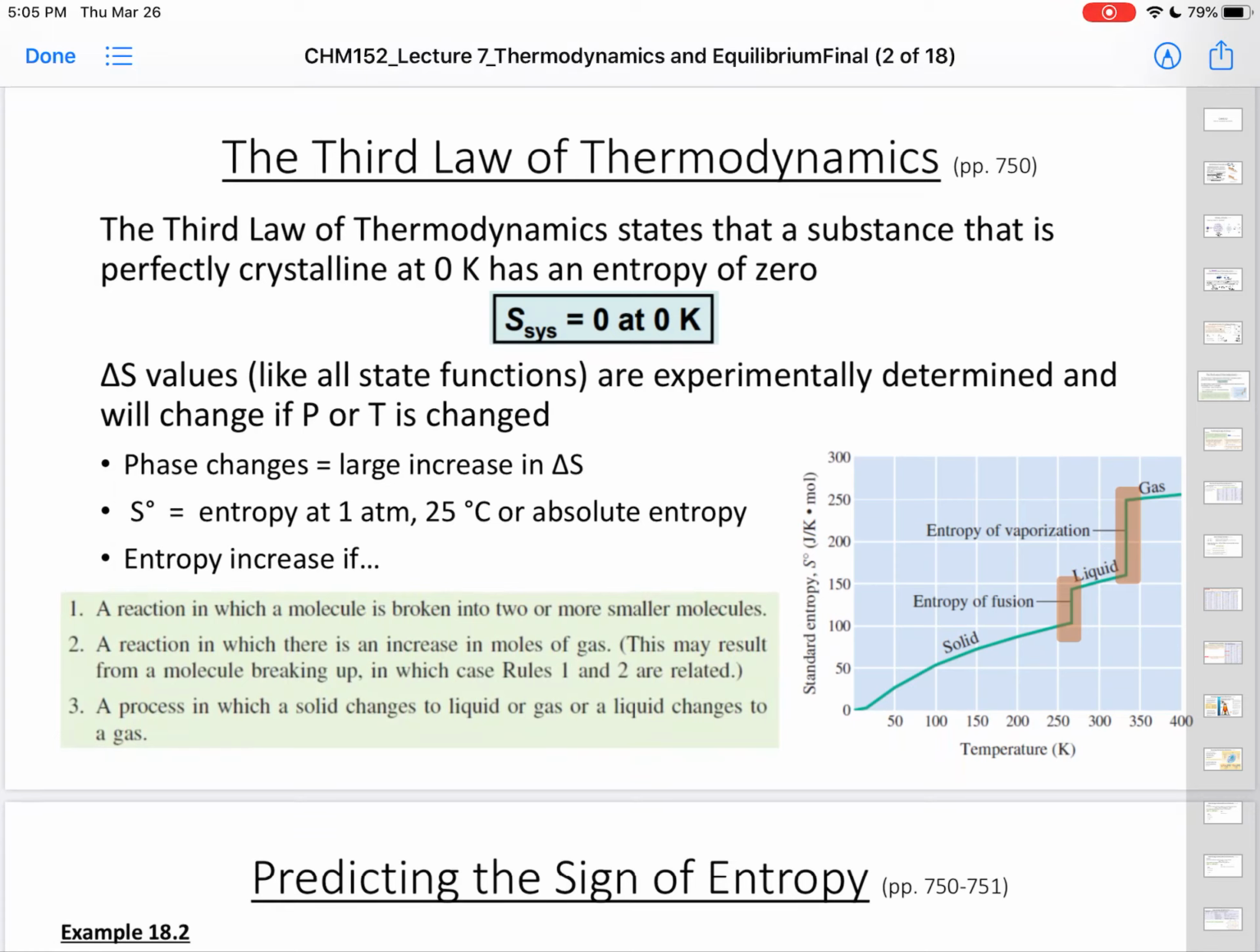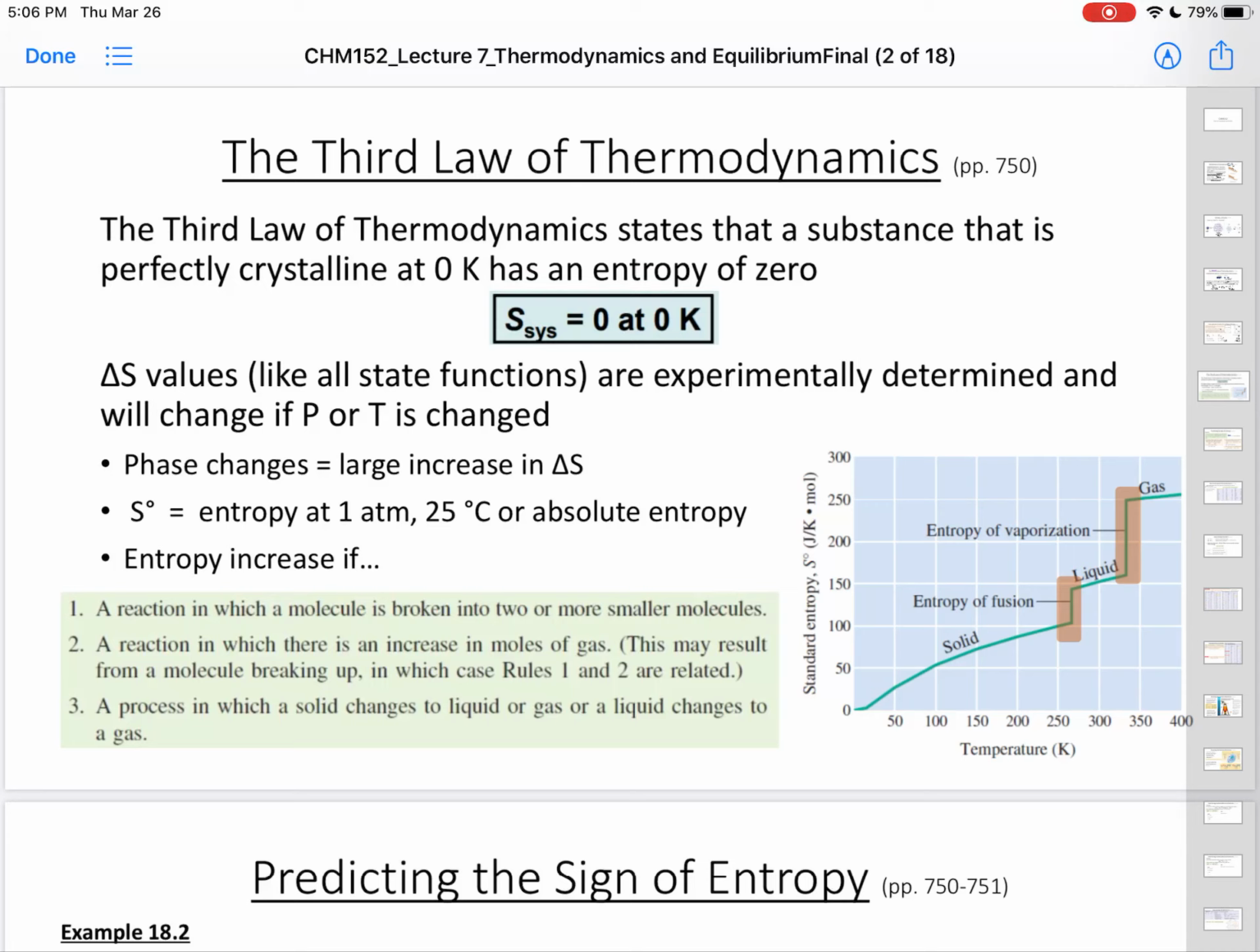So then we get to the third law of thermodynamics, and it states that a substance that is perfectly crystalline at 0 degrees Kelvin has an entropy of 0. Now remember, when something is at 0 degrees Kelvin, it has no translational, rotational, vibrational energy. It has none of that going on. All the molecules are perfectly still, okay? And so when the system is at 0 degrees Kelvin, it has no entropy and there's no disorder because the molecules are basically at a standstill, not moving, okay?